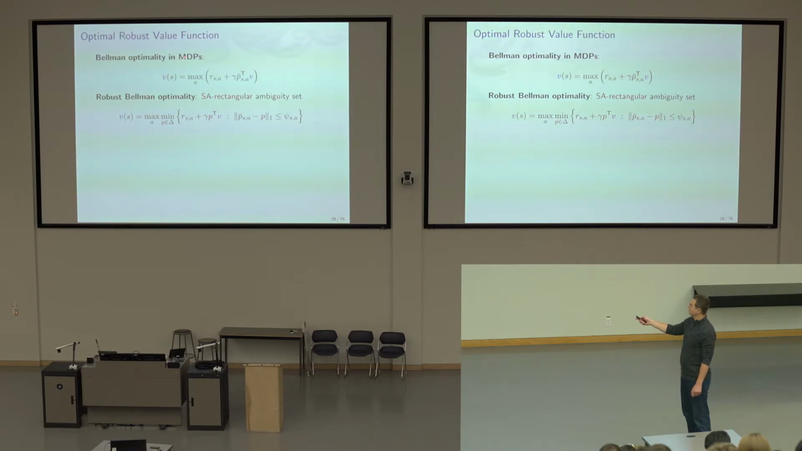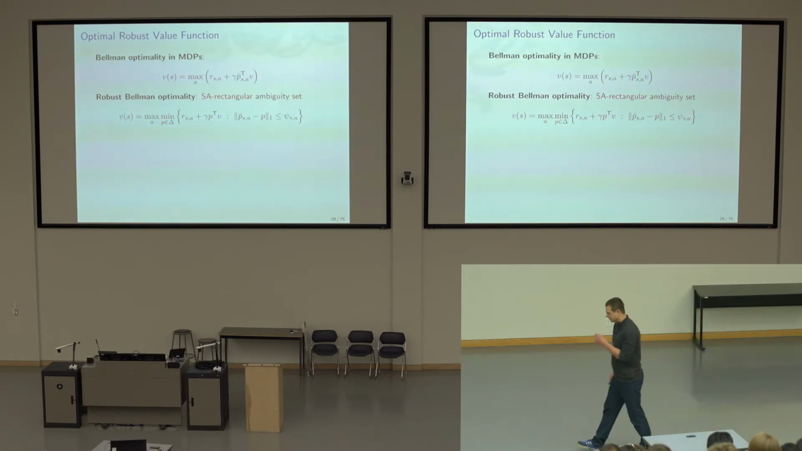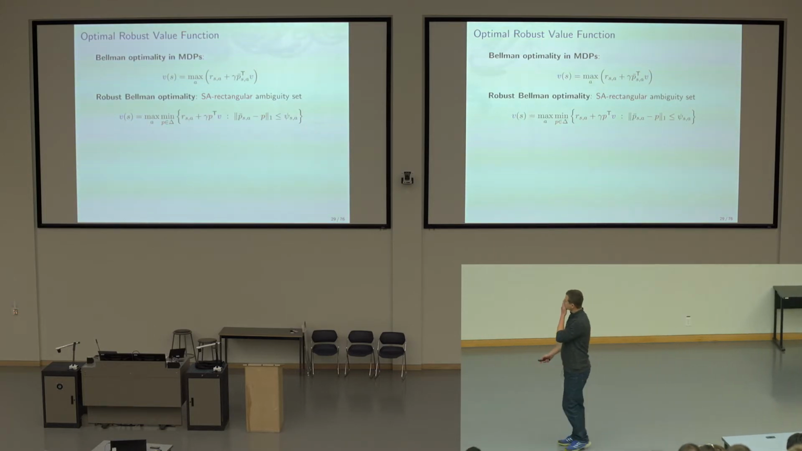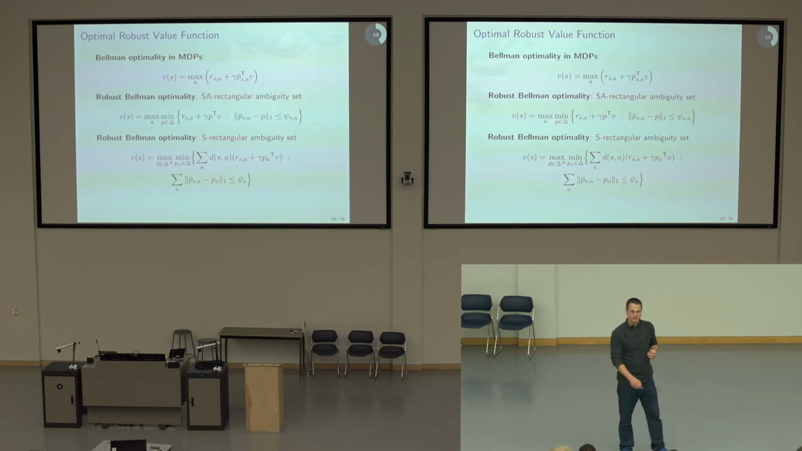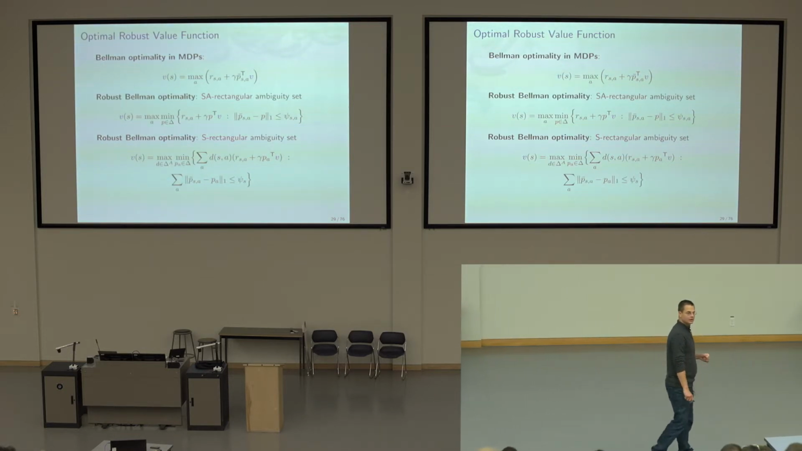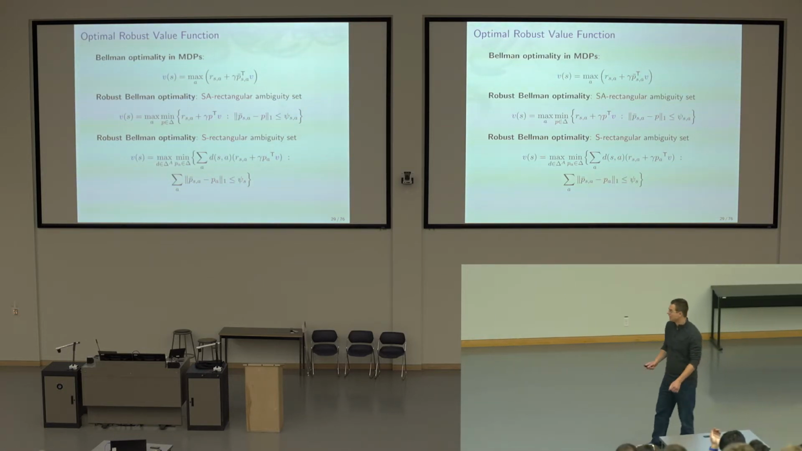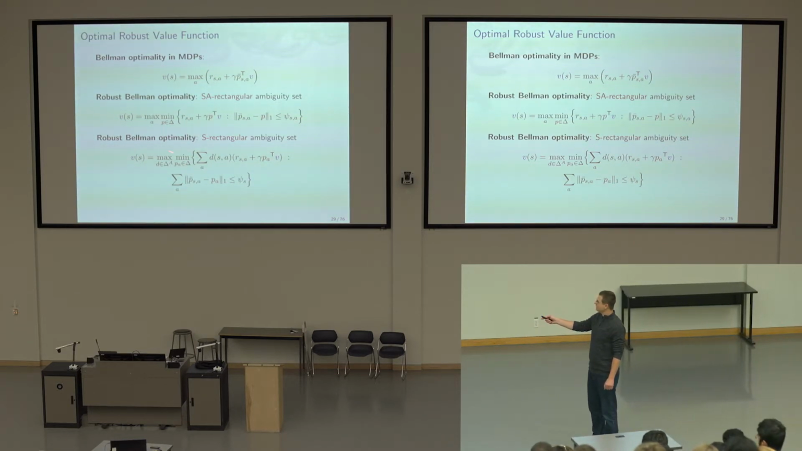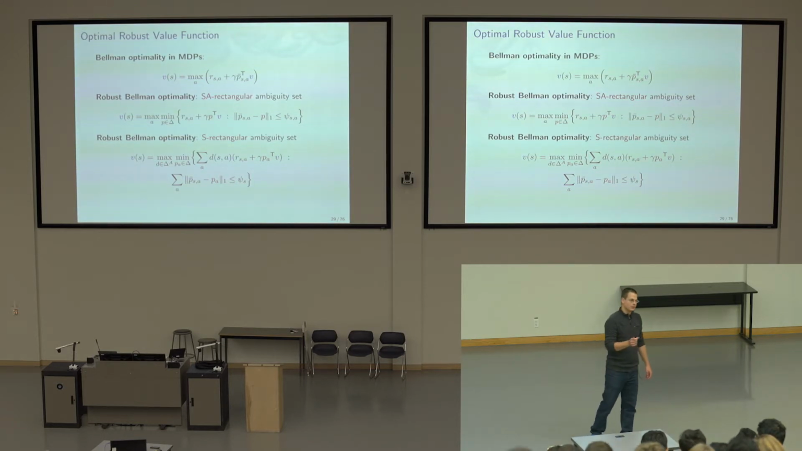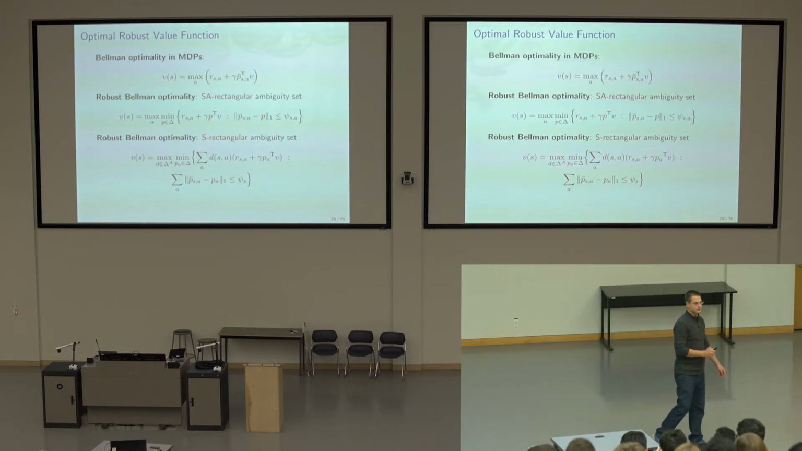So very similar concept to regular optimality in MDPs. Things get a little bit more complicated for the S-rectangular case. For the S-rectangular case, we are now not choosing an action, but we're choosing a distribution. Because remember, we need randomized policies.